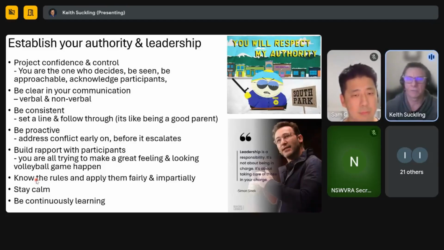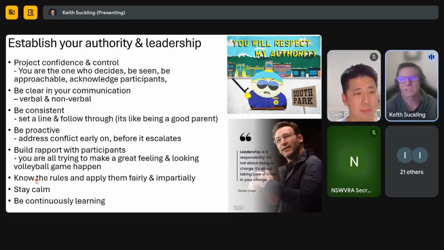For those of us who are old enough to remember South Park's version of Cartman doing "You Will Respect My Authority," it's one of the fun ways I like to think of it, because you can be authoritative, but you don't have to take it overseriously to be authoritative. The other thing that I like to always join up here is leadership.